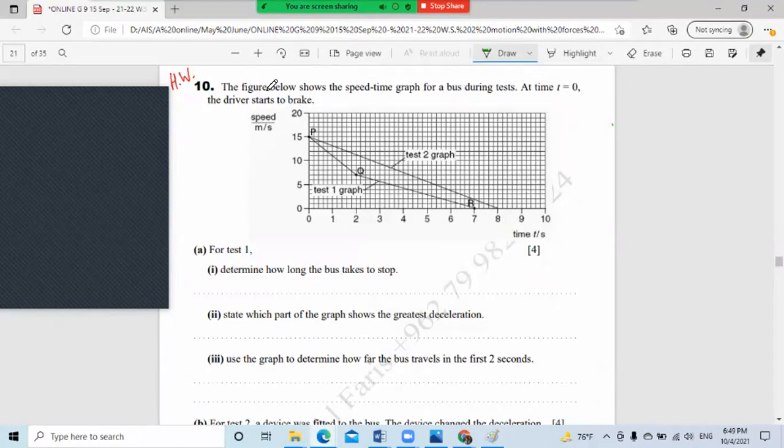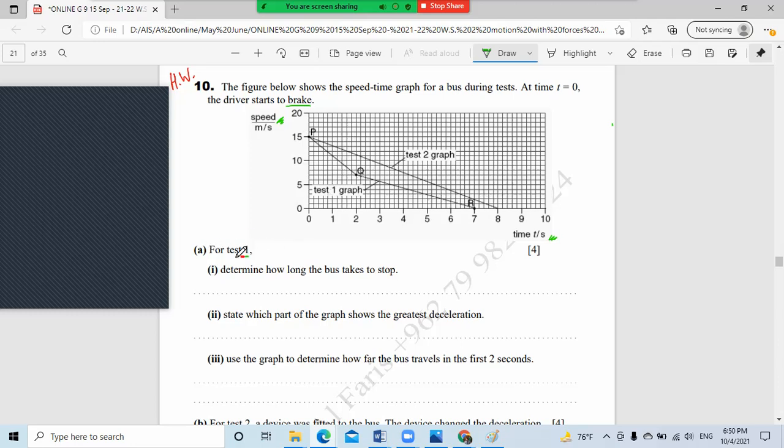They say that the figure below shows the speed-time graph. This is speed, this is time. Graph for a bus during what tests? We have two tests, test 1 and test 2. At time t equals 0, the driver starts to brake, to slow down. So there is slowing down from instant 0 to whatever the time it is, for test 1 alone and for test 2 alone.